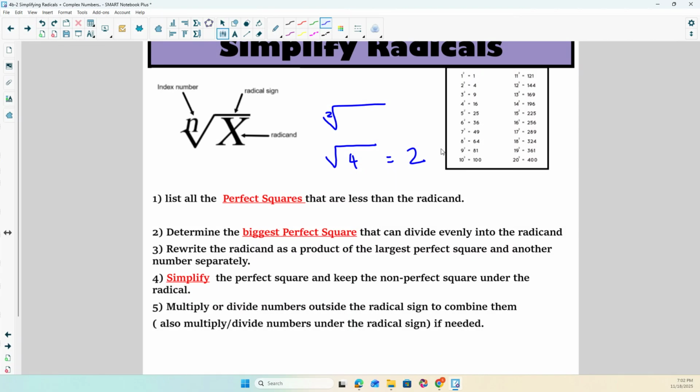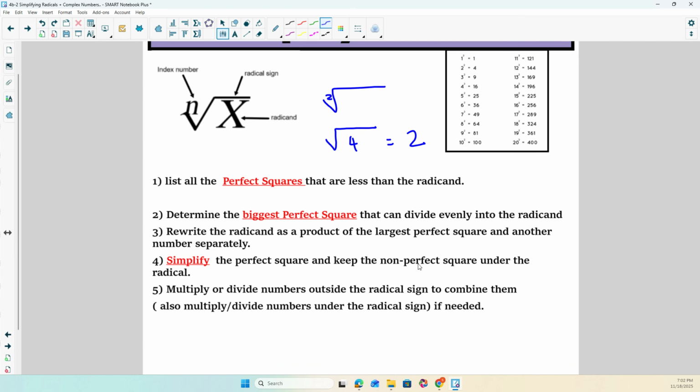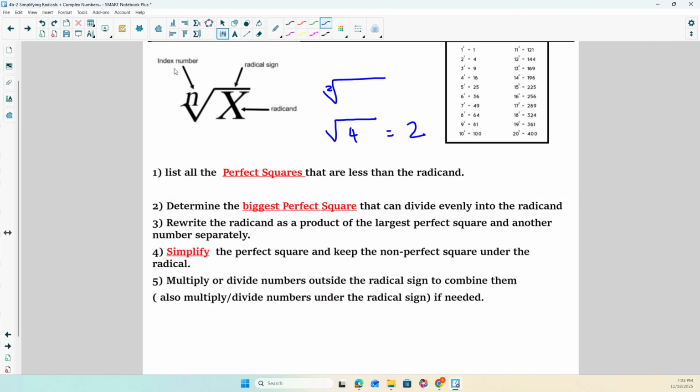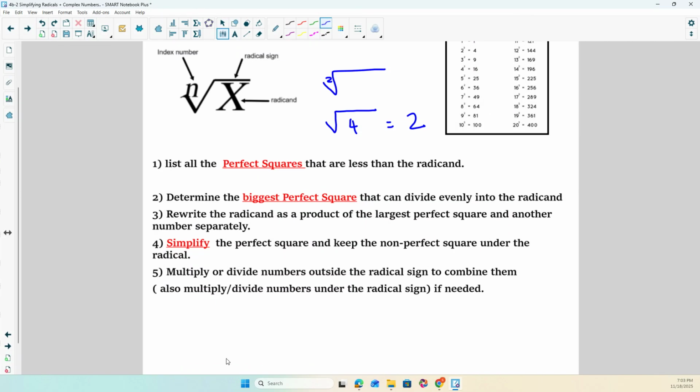You want to list all the perfect squares that are less than the radicand. Then you want to determine the biggest perfect square that can divide evenly into the radicand, and then rewrite that radicand as a product of that largest perfect square and another number. Then you simplify the perfect square and keep the non-perfect square under the radical sign. If you have numbers outside the radical sign, you can multiply or divide those numbers, and you can also multiply and divide numbers that are under the radical sign. So we're going to look at some examples.